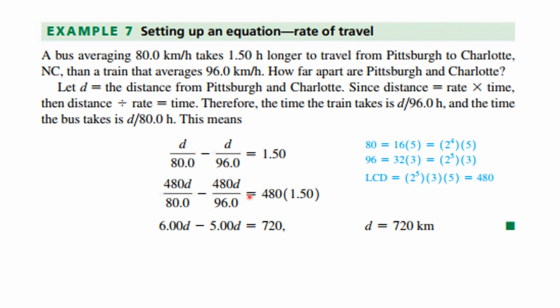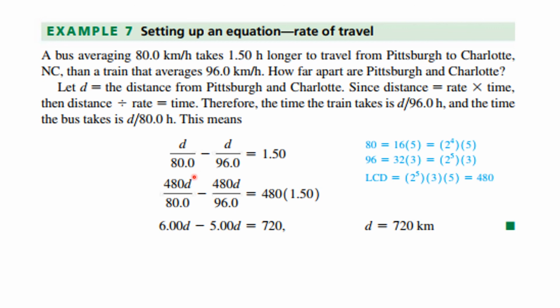Distance is equal to rate times time, and this is another word problem. A bus averaging 80 kilometers per hour takes 1.5 hours longer to travel from Pittsburgh to Charlotte than a train that averages 96 kilometers per hour. How far apart are they? Well, distance equals rate times time, but that means distance over rate is time. So this is the time it takes for the bus. This is the time it takes for the train. And it takes the bus longer, and so you subtract the 2 and you get 1.5.